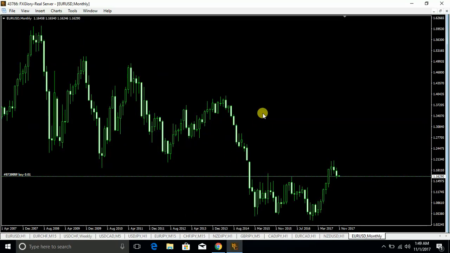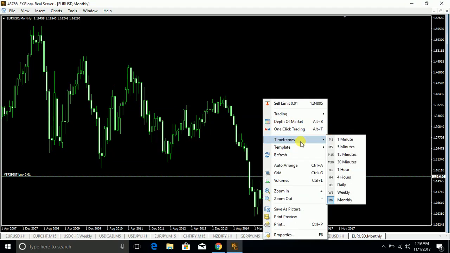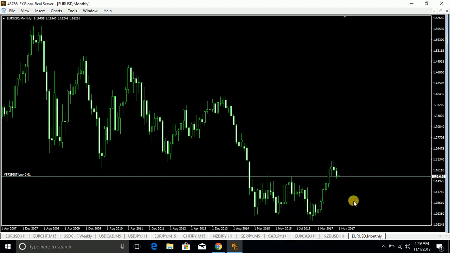The monthly time frame, of course, is going to be your biggest time frame available to us on MetaTrader. So we can see some very big moves considering the size of the monthly candle. It's going to be the biggest candle in your charts, which will show some of the biggest and some of the strongest support and resistance levels.